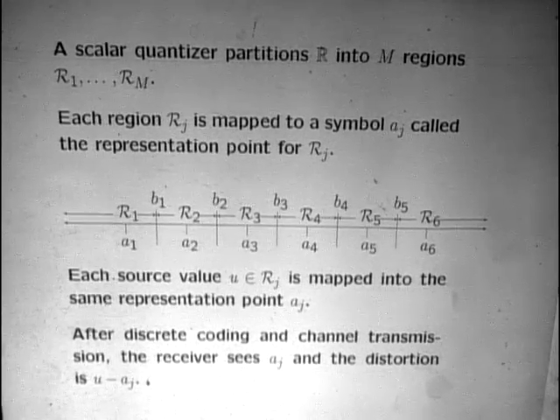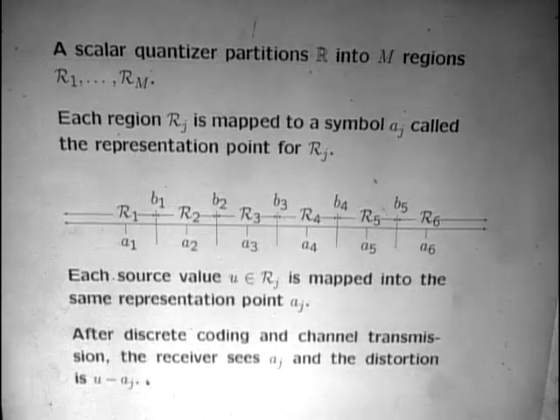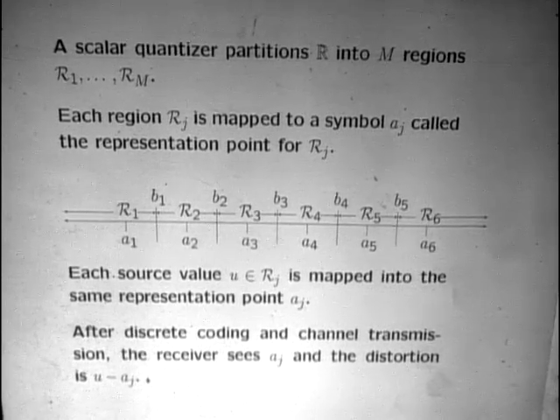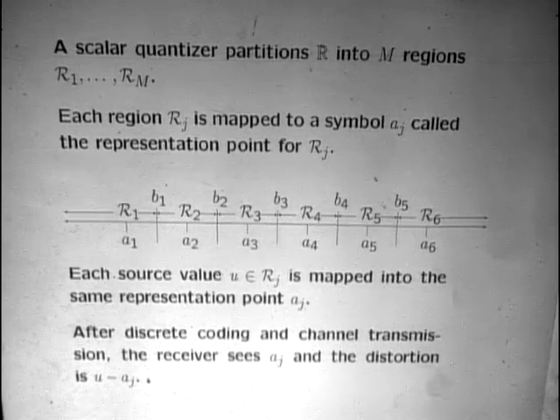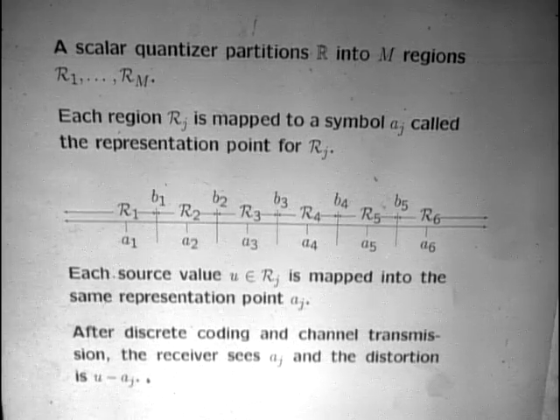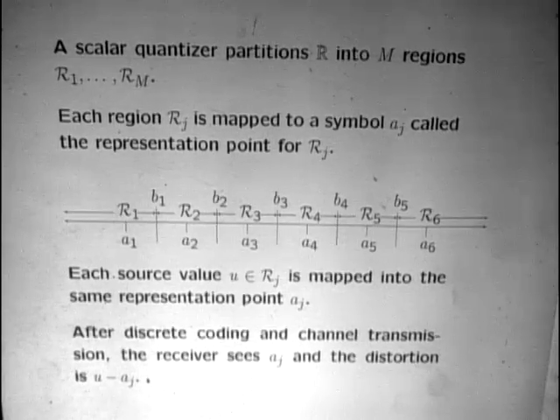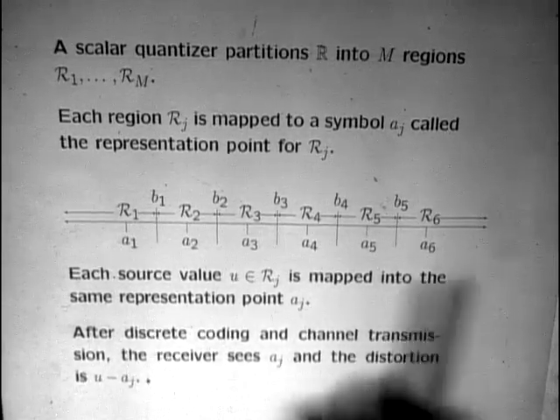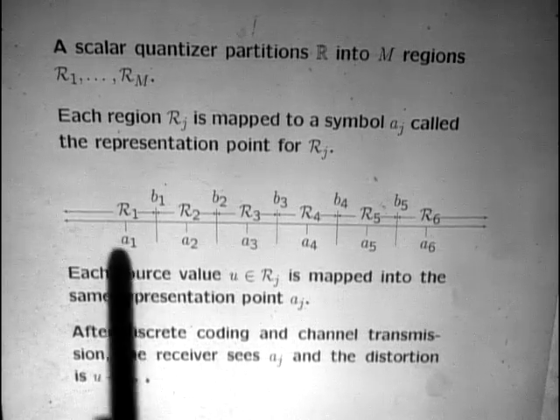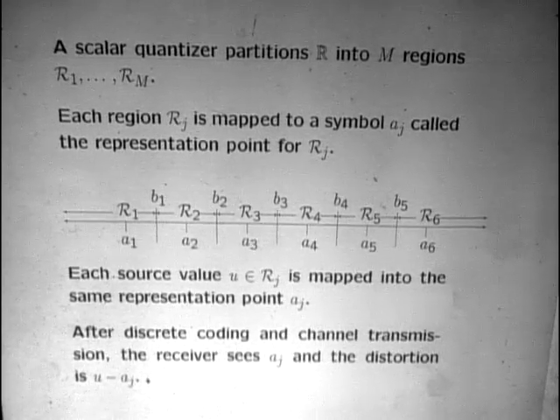So since I've decided I'm going to look at scalar quantizers first, this is a completely general view of what a scalar quantizer is. You tell me how many quantization regions you want, namely how big the alphabet is that you're mapping things into, and then your only problem is how do you choose these regions and how do you choose the representation points.